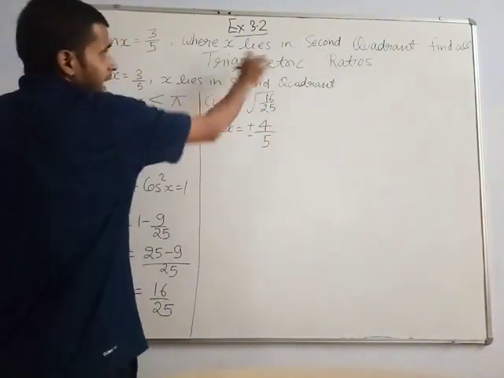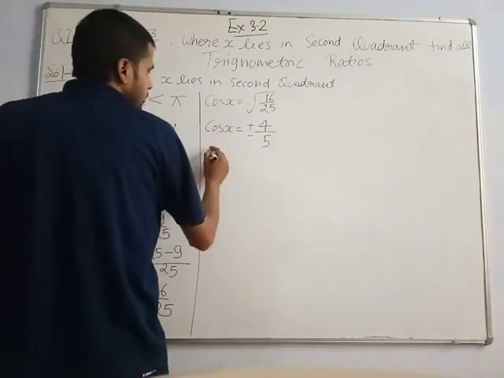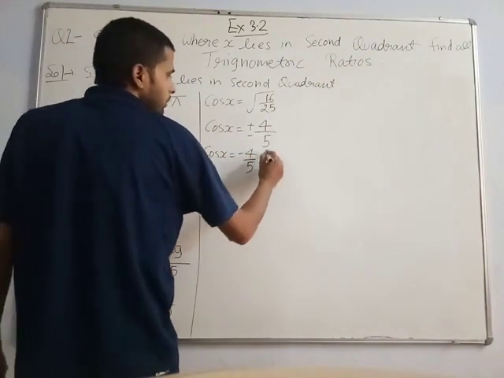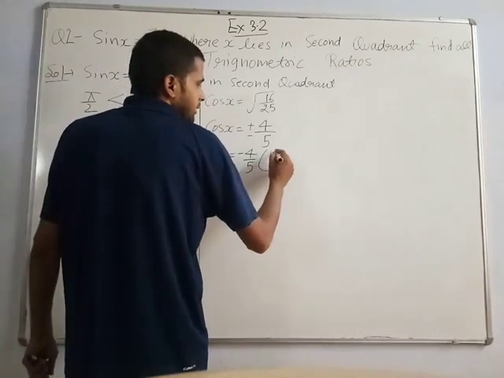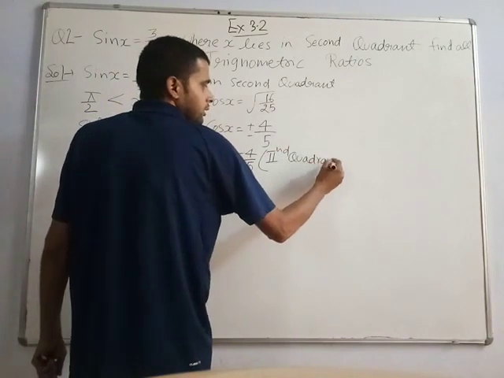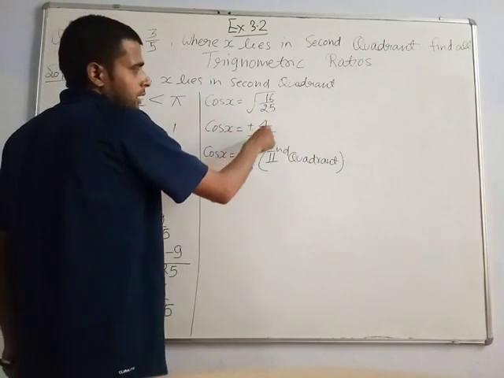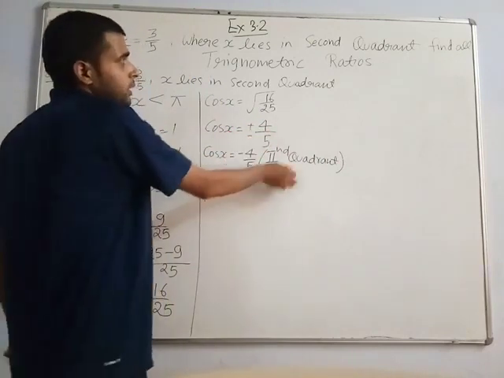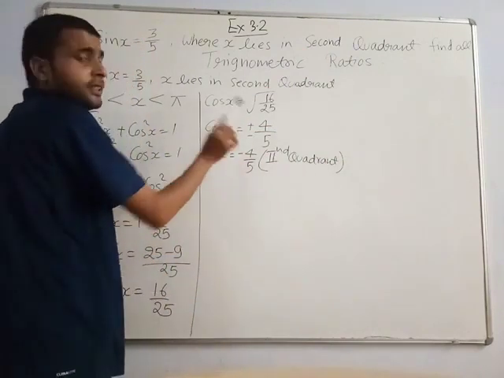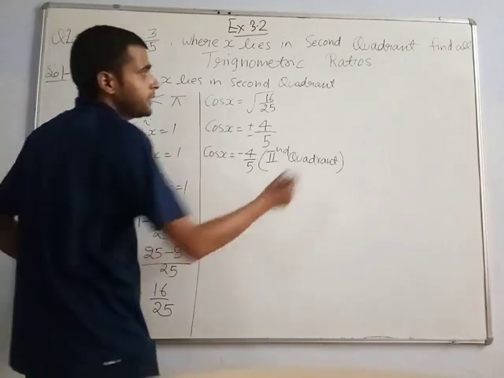And the condition is there, x lies in the second quadrant. In the second quadrant, cos is negative. So cos x equals minus 4 upon 5. Cos x could be plus 4 upon 5 or minus 4 upon 5, but the question says x lies in the second quadrant. In the second quadrant, cos is negative, so we take the negative value, minus 4 upon 5, right?